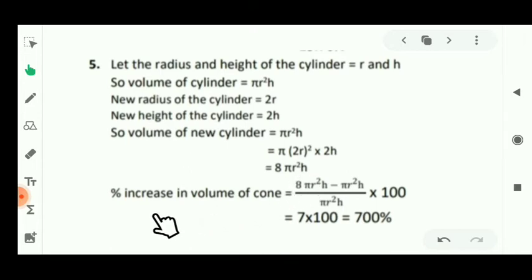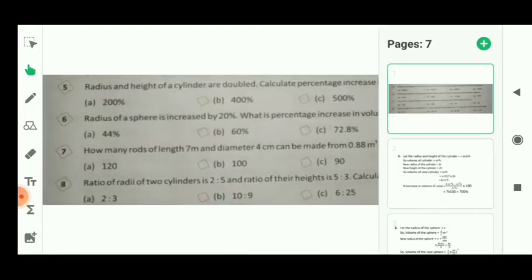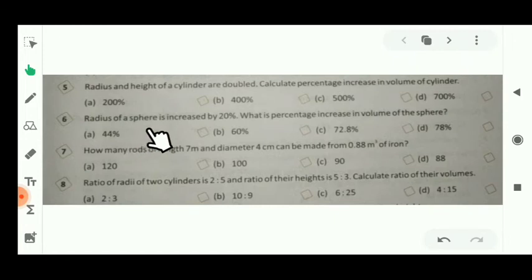So in the last, we will find out the percentage increase in volume of cylinder. That means the new volume of cylinder should be subtracted by volume of cylinder, divided by volume of cylinder and multiplied by 100. And after solving it, its value will be 700. Let's see question number 6. The question number 6 is: radius of a sphere is increased by 20%. What is percentage increase in volume of a sphere? Let's see the solution.